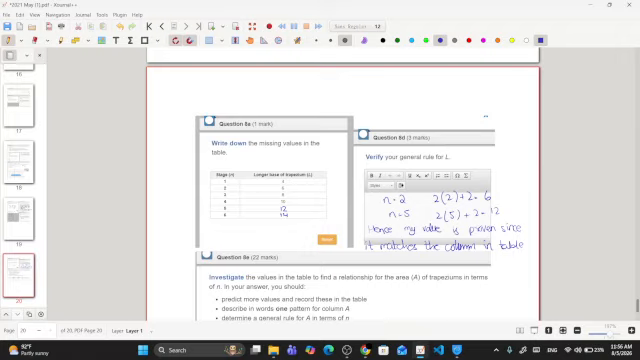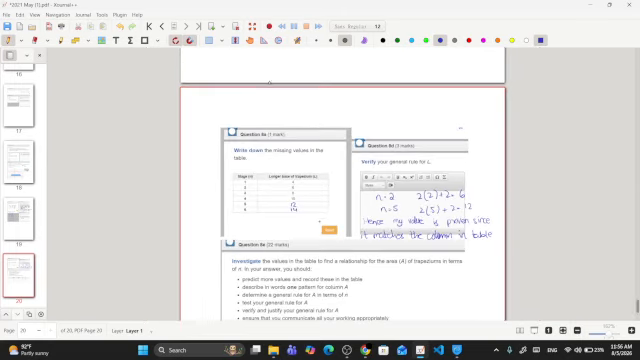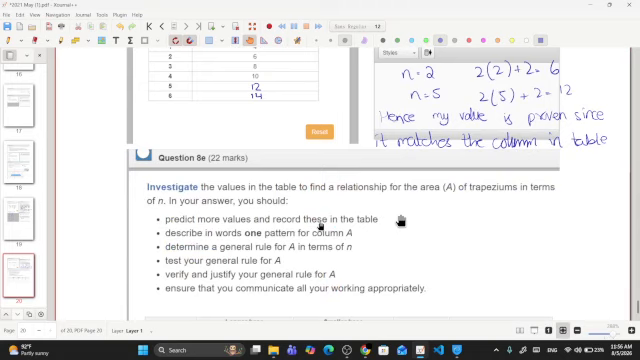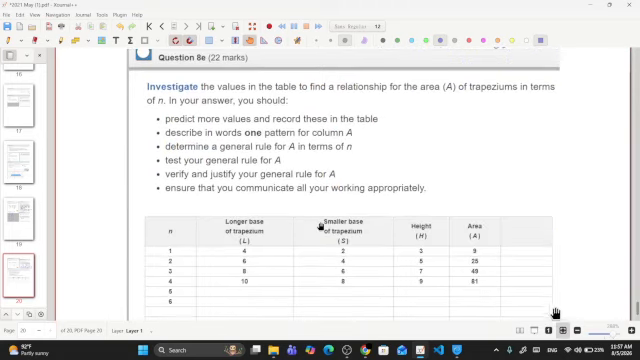Right. I wrote that down. So should we solve the last part then? Part E? Yeah. Alright. Investigate the values in the table and find a relationship for the area of the trapeziums in terms of n.